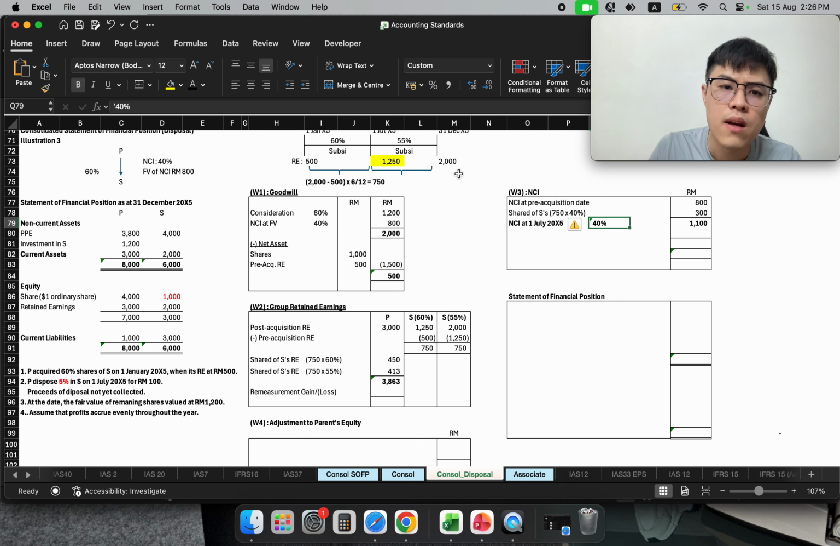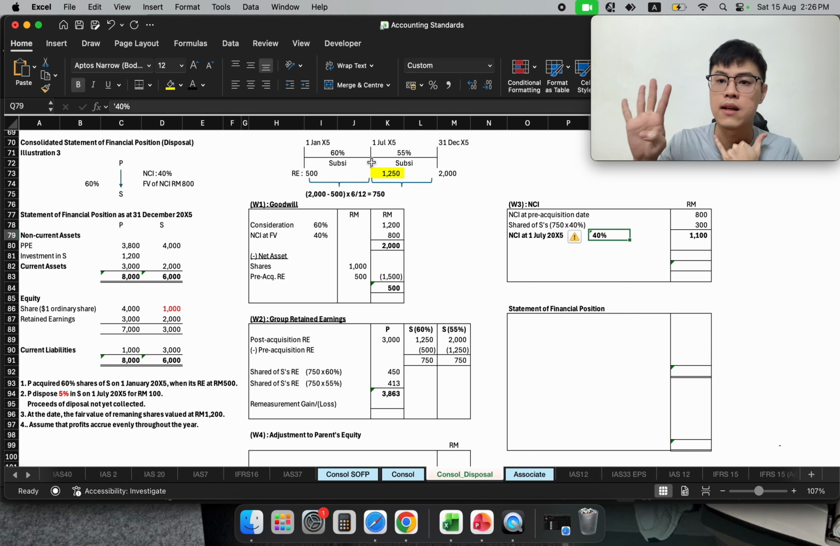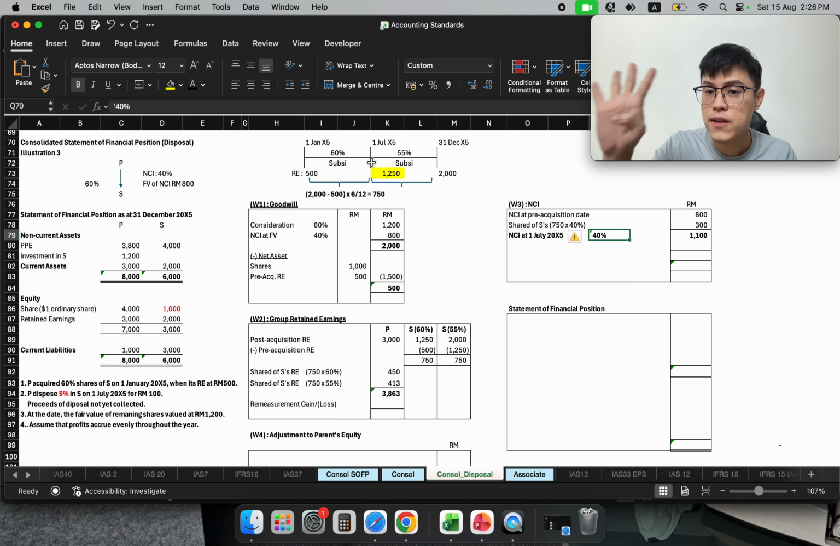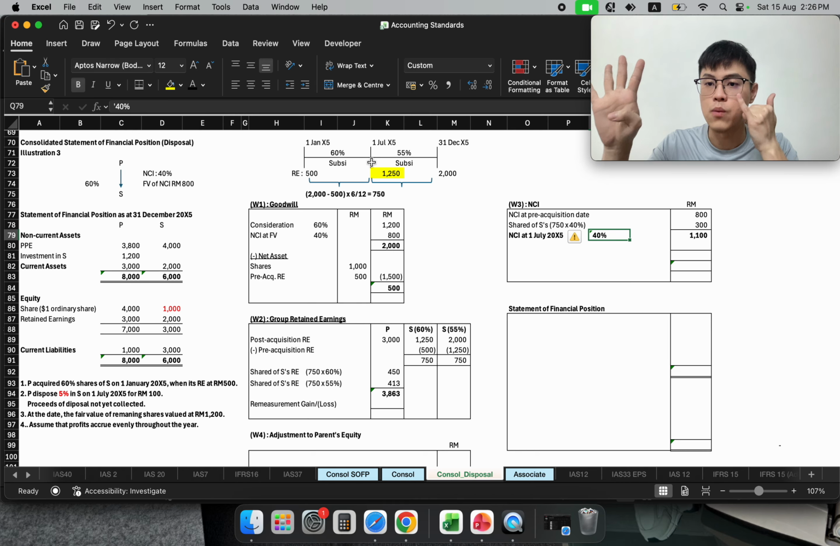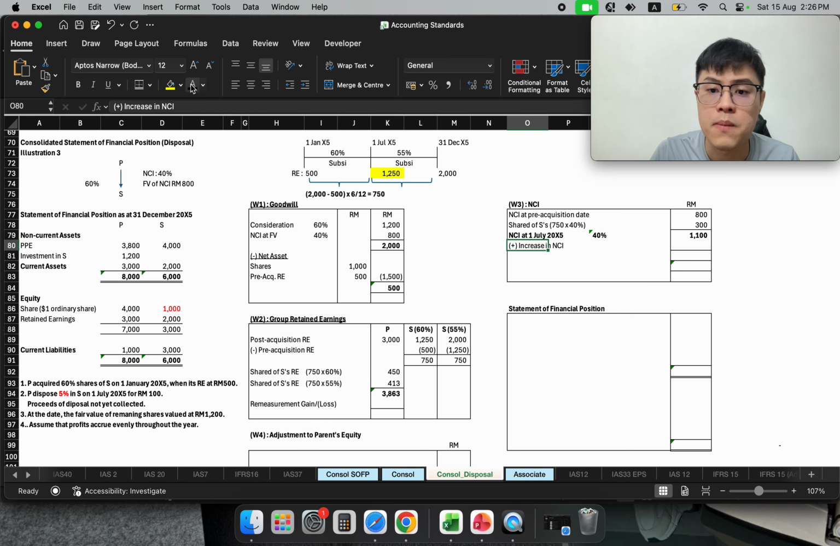So this disposal, while control is still retained, 60% originally held by us, another 40% by NCI. So actually, we are selling 5% to them and we hold 55%. So in this case, we are actually selling our shares to our NCI. So again, they are holding 40%, we are holding 60%. We are selling part of our 60%, we are selling 5% to our NCI. So our NCI will increase.